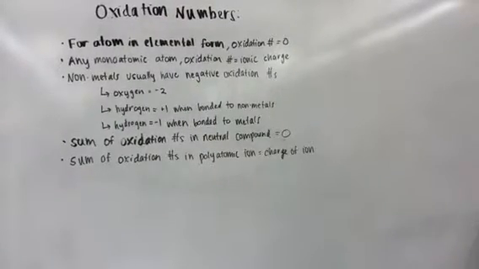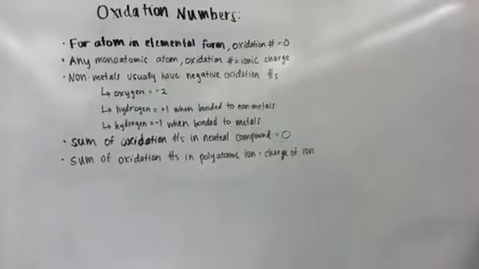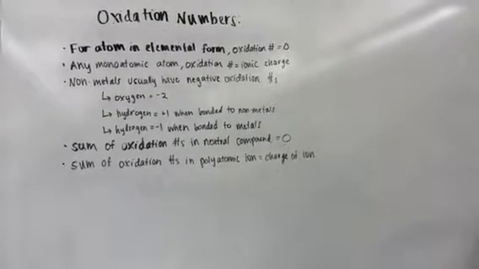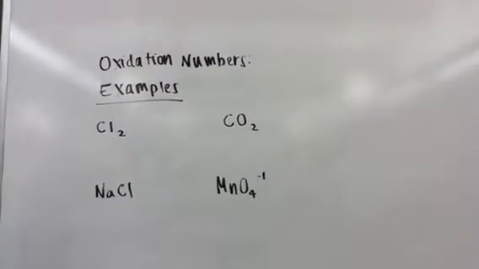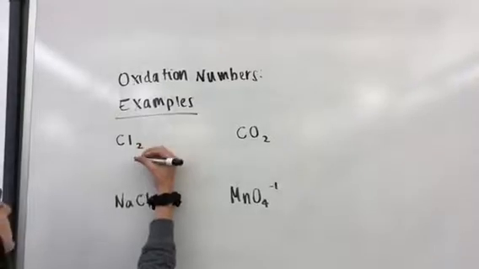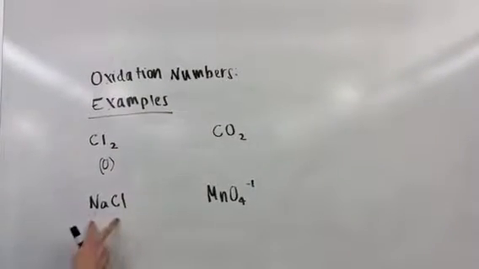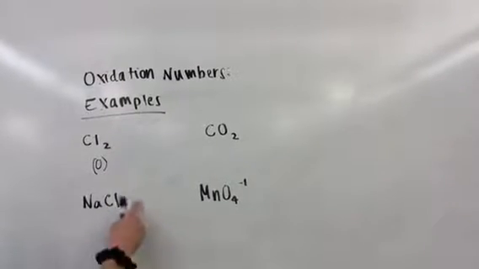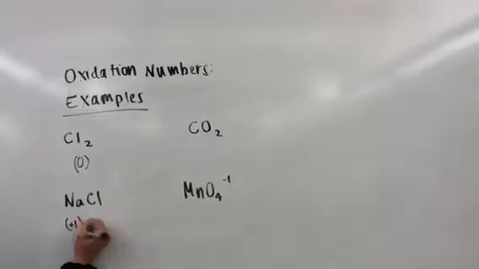The sum of oxidation numbers in neutral compounds is 0. The sum of the oxidation numbers in a polyatomic ion is the charge of the ion. So here are some examples of oxidation numbers based on the rules that we just looked at. Cl2 is a free element, so based on what we learned before, its oxidation number is 0. NaCl, these are two ions that are bonded together, but their overall charge is 0. So we know that this is +1 and -1.